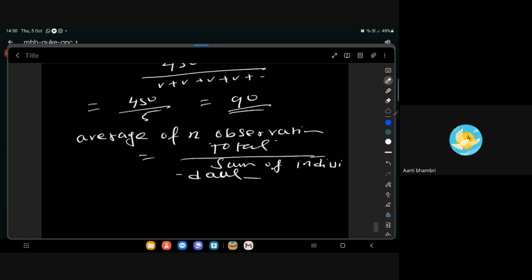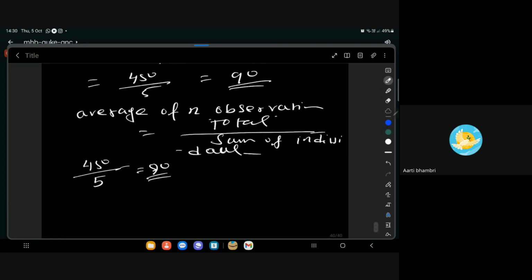Okay, suppose 5 subjects and the total is 450, and the total number of individuals is 5 subjects, 1 plus 1 plus 1, like this 5 subjects are there, so it will be 90, and that will be the average. Okay, so this is the concept of average.